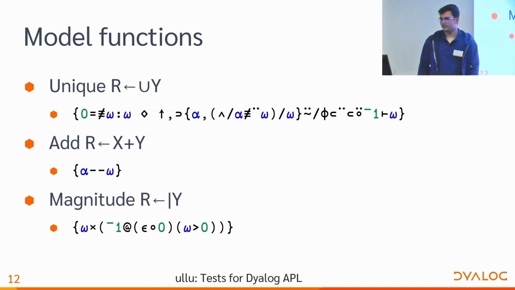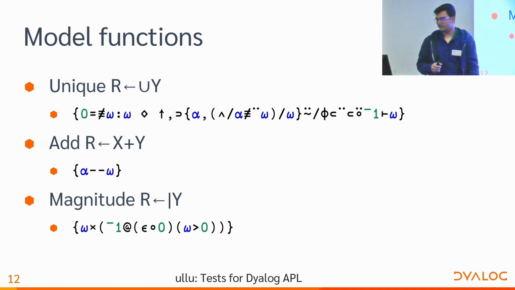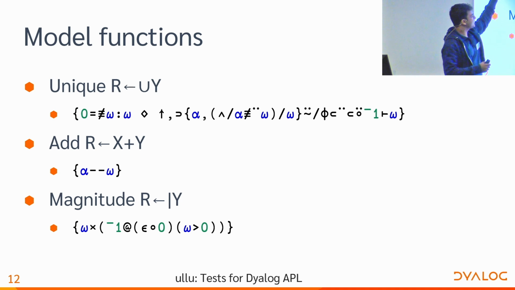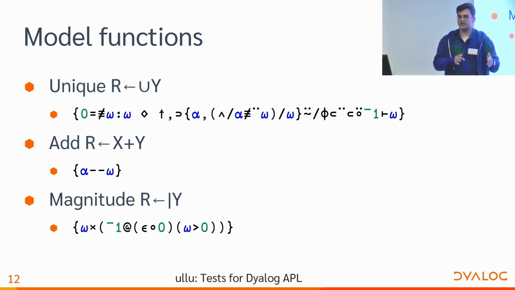So how it works is we have model functions. These model functions imitate what the primitive is supposed to do without using that specific primitive. A very basic one would be addition. Addition is the subtraction with a negation of the right argument. So that's a very basic one. Unique is slightly more complicated. Magnitude is fairly simple but still complicated. So we have these model functions that we use to imitate what the function does, so that we can test every possible thing that the function can do with a standard approach.